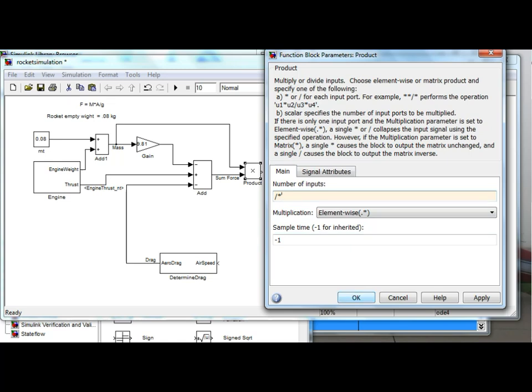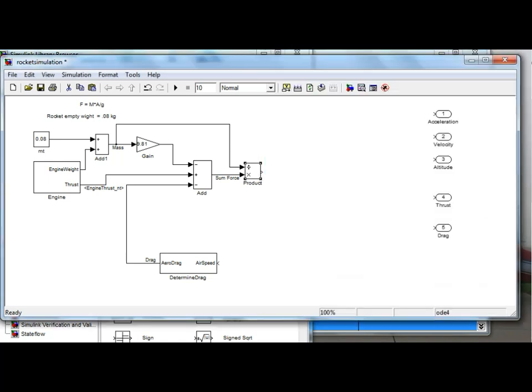So the top connection is actually in the denominator. The bottom connection is in the numerator. Sure, why not? The output of that is my acceleration. Just drag that out for the moment.